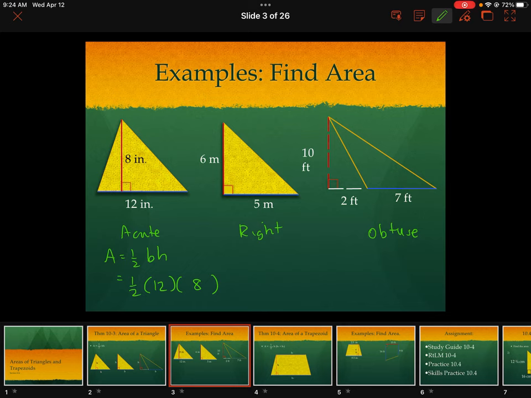And that might seem really, really tricky. If you know 12 times 8, you can just take half of it. If you don't, you could type it in your calculator, it will give you the same answer. But you could also do 1/2 of 12, which is 6. And you could do 6 times 8, which I think everybody should know is 48. Just don't forget your square units.